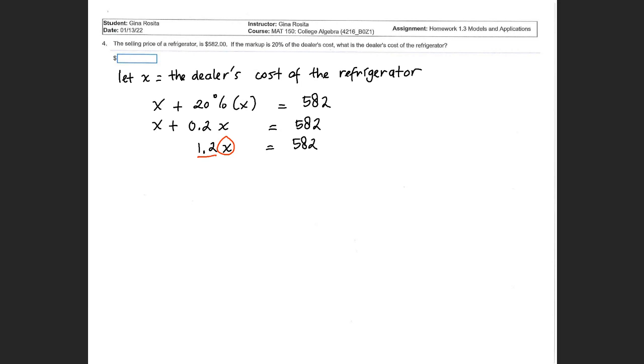So we have to divide by 1.2 on the left side. You have to divide by 1.2 on the right side. Okay, so now x equal 485. So the answer over here, we can just put in the box here. The answer is 485. Okay, now go to the next one.